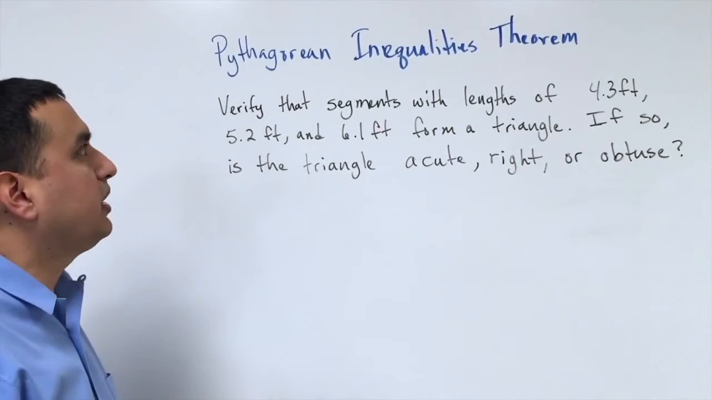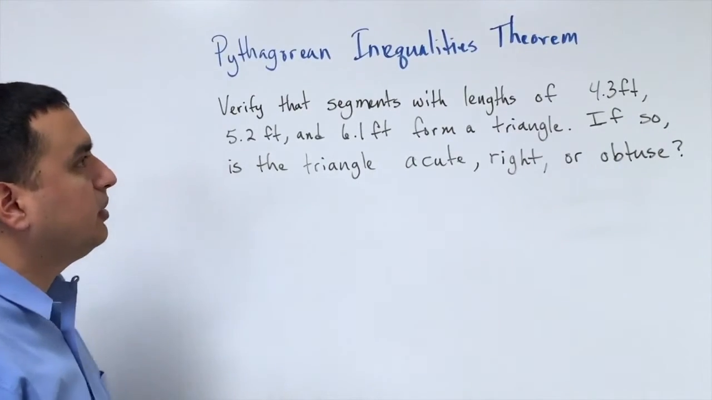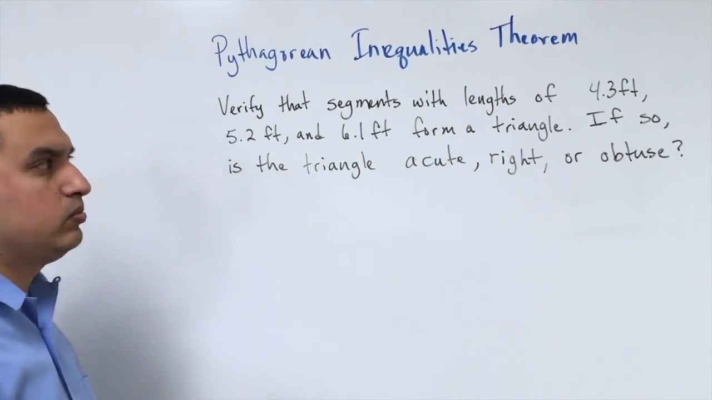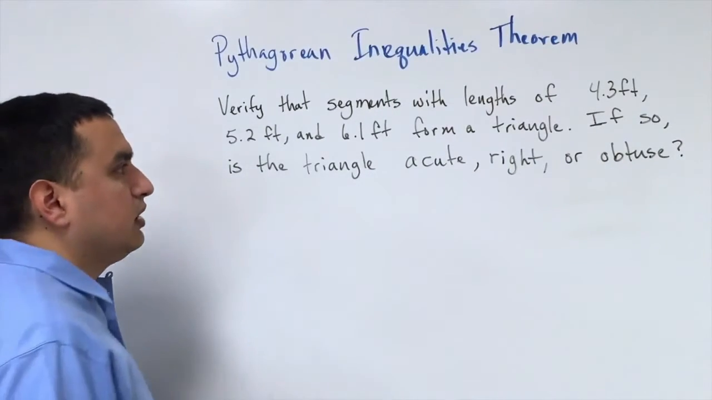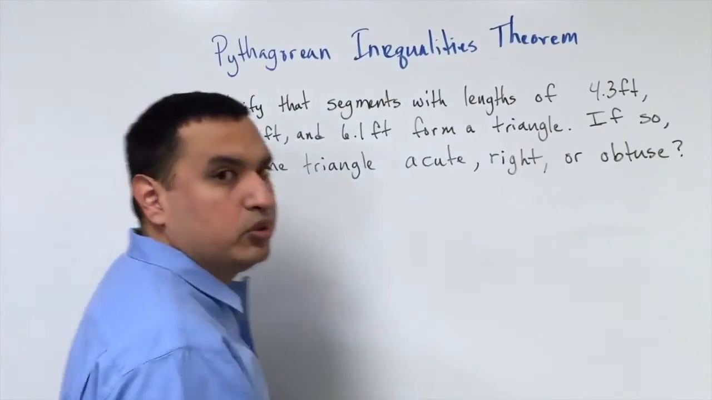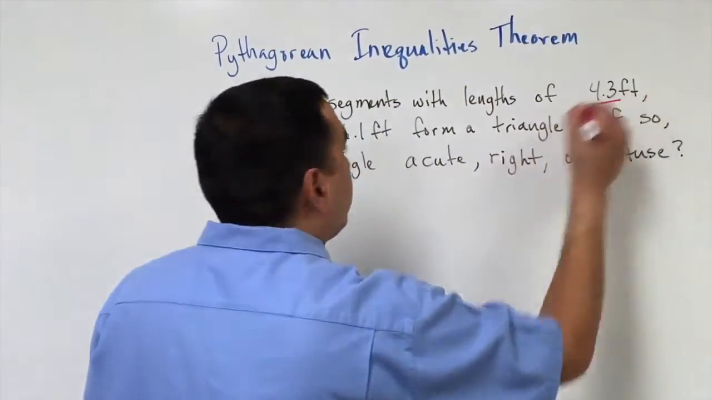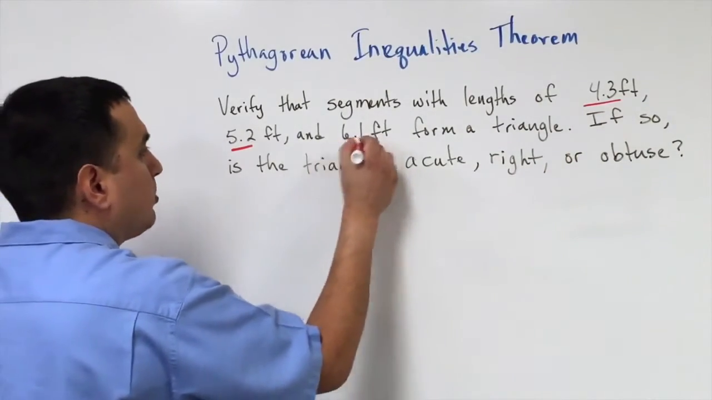Now I'm going to show you what's called the Pythagorean Inequalities Theorem. That typically says that you can take some dimensions of a triangle and decide what kind of triangle it's going to make, if it's going to be an acute, a right, or an obtuse triangle. So in this problem, here are our dimensions: 4.3, 5.2, 6.1.